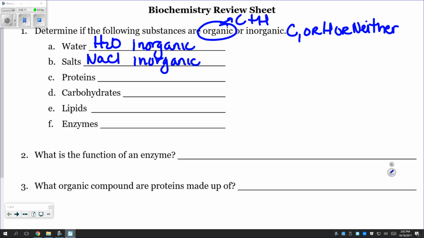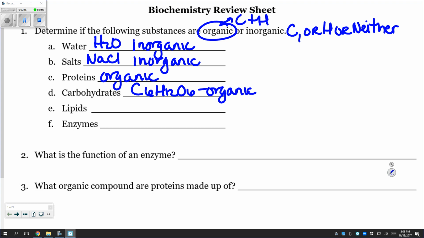Next, we have proteins. Proteins, again, one of those big four categories. Since it's one of those big four categories, that is going to be organic. Following that, we have carbohydrates. Remember, carbohydrates is really just a fancy term for sugar. A common carbohydrate that we see is glucose. The chemical formula for glucose is C6H12O6. There we have both a carbon and a hydrogen included in there. Since we have both of those elements, we are going to consider that organic.